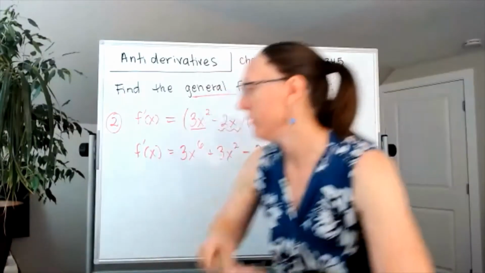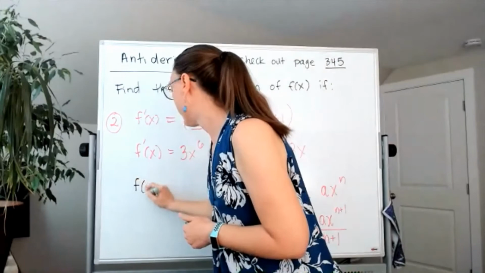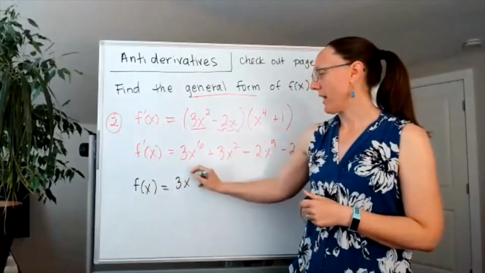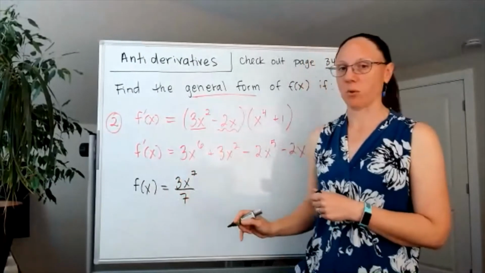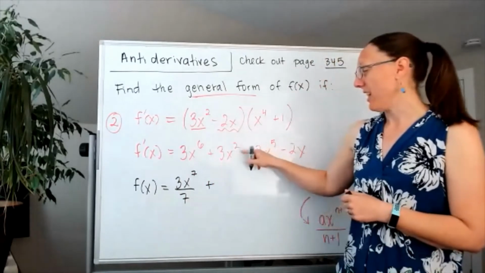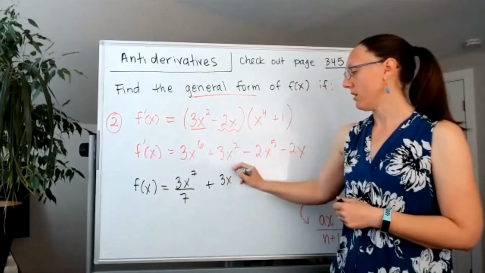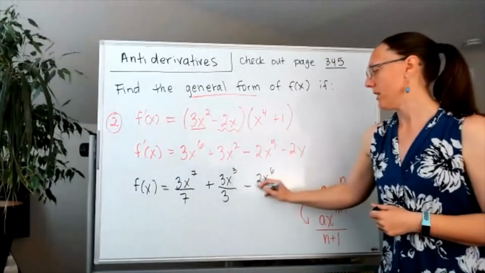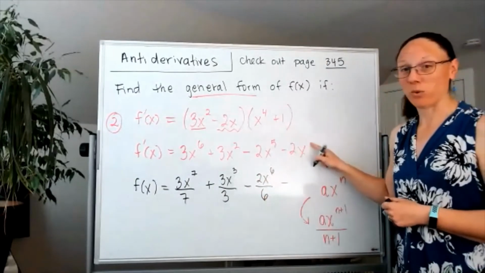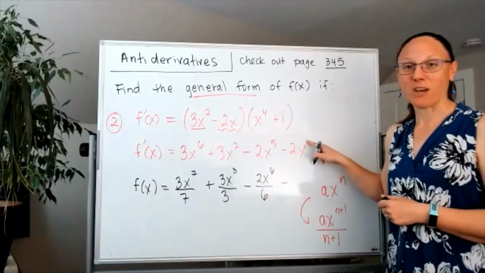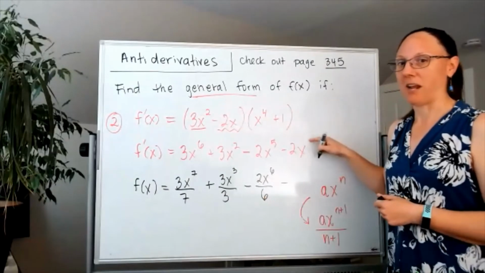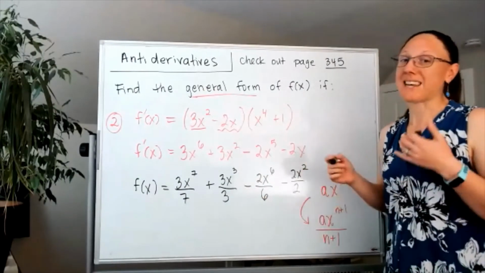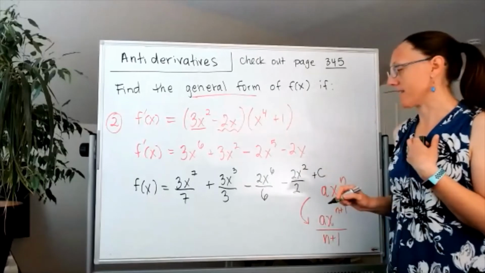Doing that for each piece here, that means I'm going to add 1 to the exponent. So I'll have 3x to the 7th and then divide by the new exponent. This next part, I've got 3x squared, so I'll add 1 to the exponent, divide by the new exponent. Add 1 to the exponent, divide by the new exponent, add 1 to the invisible exponent. Remember, if there's an invisible exponent, secretly there's a 1 hiding there. So I'm going to add 1 to the exponent. I'll have 2x squared over 2. And then because I want all of my points, I'm going to include a plus c.